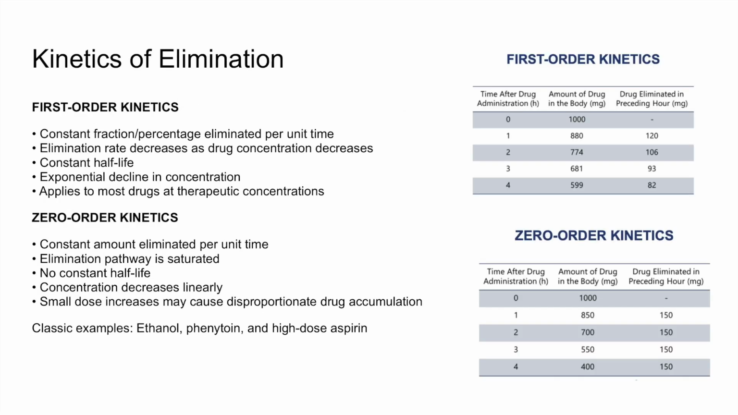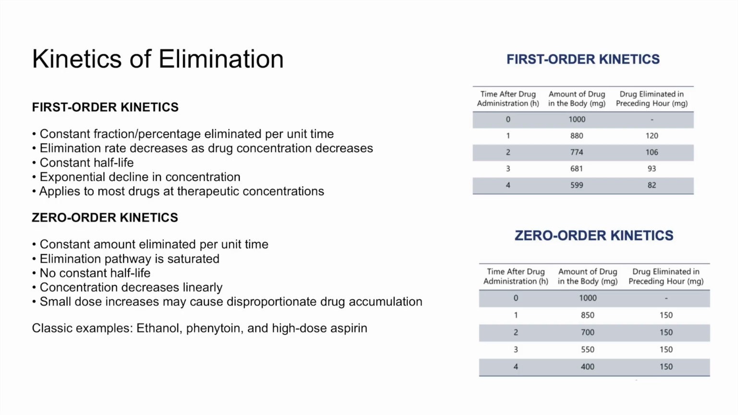Okay, so in first-order kinetics, a constant fraction of a drug is eliminated per unit time. The absolute amount removed becomes smaller as concentration falls, producing an exponential decline and a constant half-life. Most drugs follow first-order kinetics at therapeutic concentrations. In zero-order kinetics, the elimination pathway is saturated, so a constant amount, not a constant percentage, is eliminated per unit time. Concentration declines linearly, clearance is no longer constant, and there is no fixed half-life.